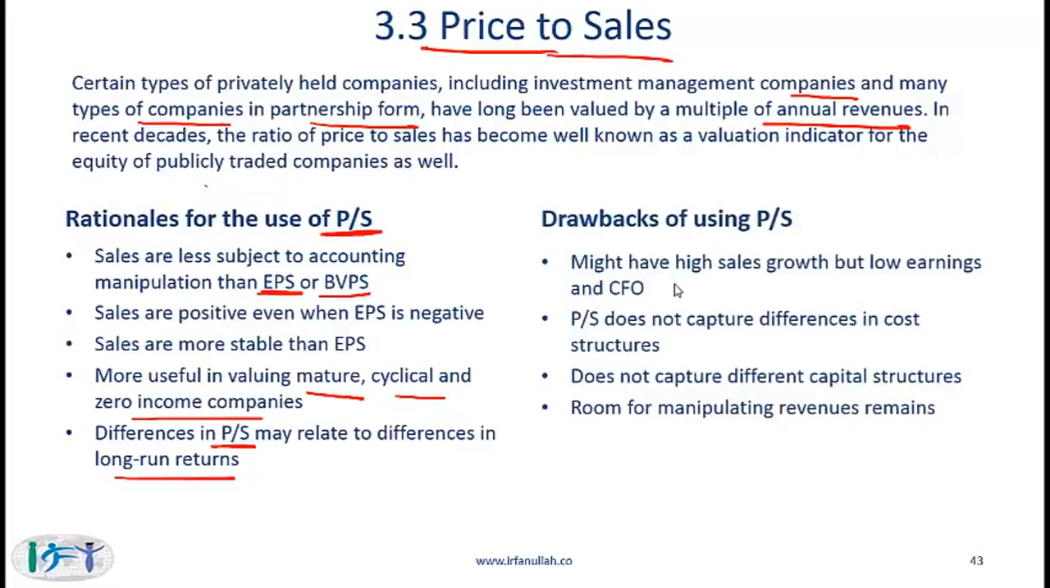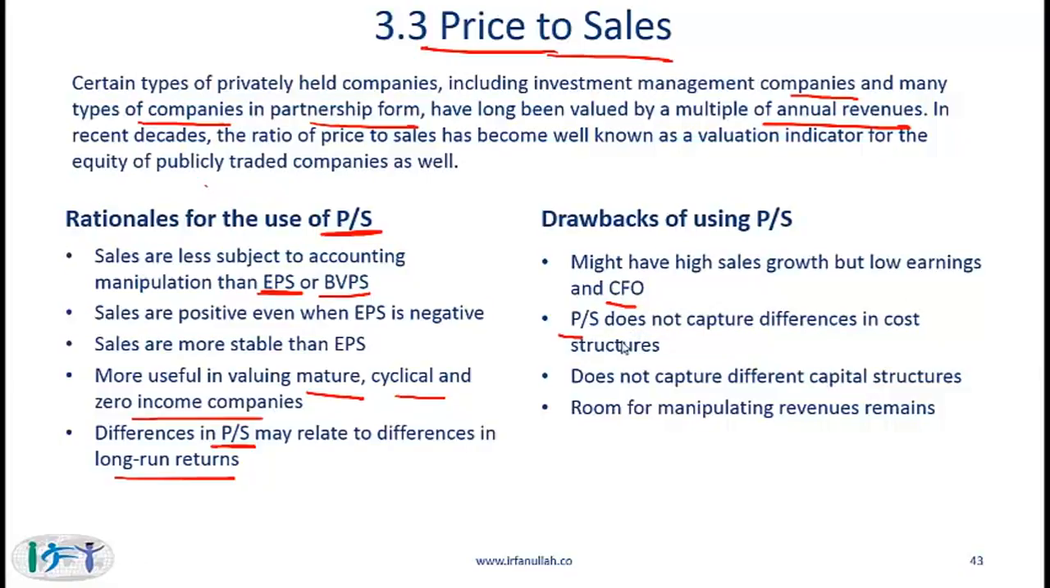What are the drawbacks? Might have high sales growth but low earnings and CFO. This connects with FRA, like so many other things in this reading. You might have a company that is doing overly aggressive revenue recognition. Will the sales numbers be going up? Yes. And maybe earnings and CFO might not be going up.